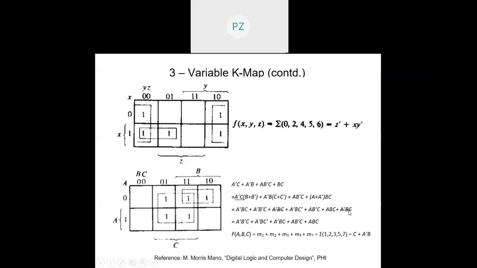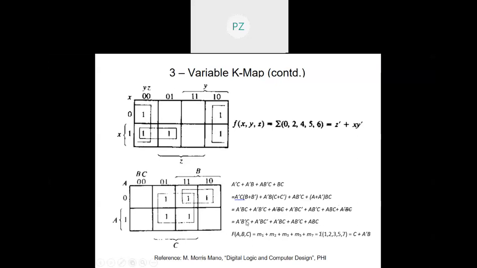So I see here that A dash BC is being repeated 3 times, and I know that x plus x is x. So I can cancel them out, right? So it will basically be x plus x plus x, that will still remain x, because x plus x is x, so x plus x plus x will be x only. So I can cancel them out. That is why you see that this has been struck off.